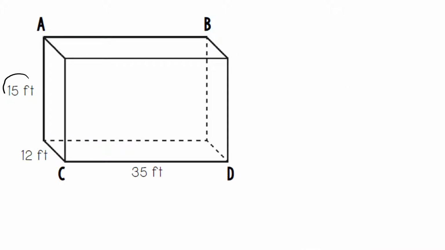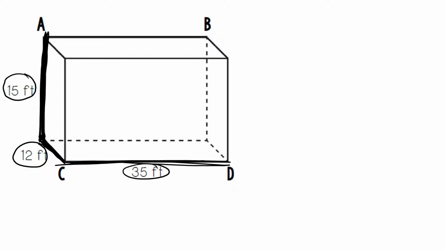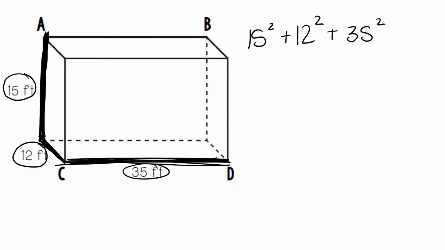Each time we start by taking our 3 values representing our 3 sides. 15 represents the side length, the height, and the back. 12 represents our side length across the bottom going from the back to the front. And 35 represents our front side length across the bottom. We take our 3 lengths and write them in any order. It does not matter. I'm doing 15 squared plus 12 squared plus 35 squared. 15 squared is 225. 12 squared is 144. And 35 squared is 1225.